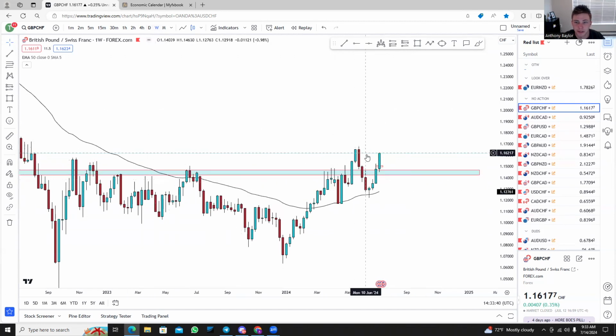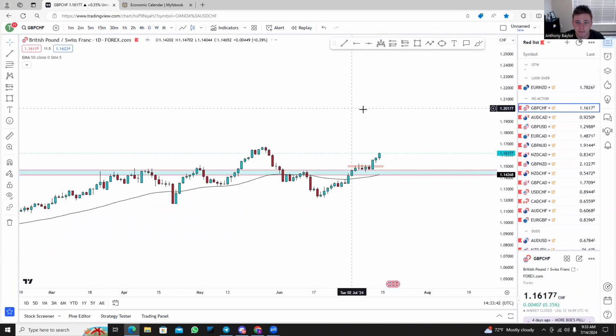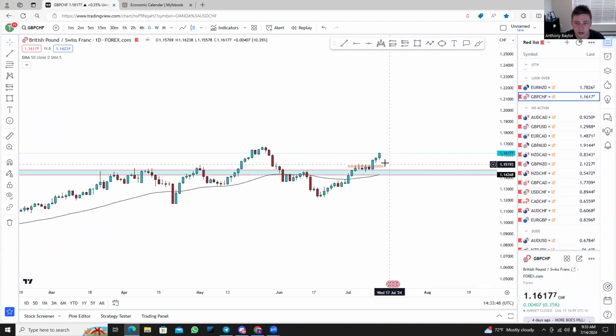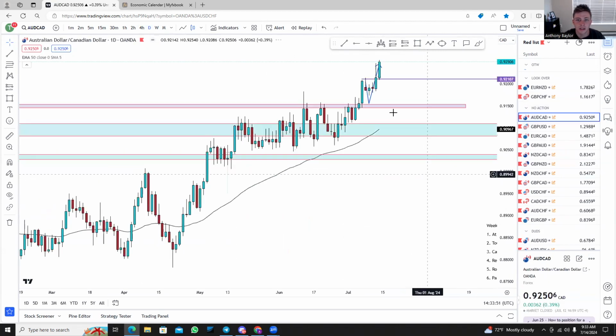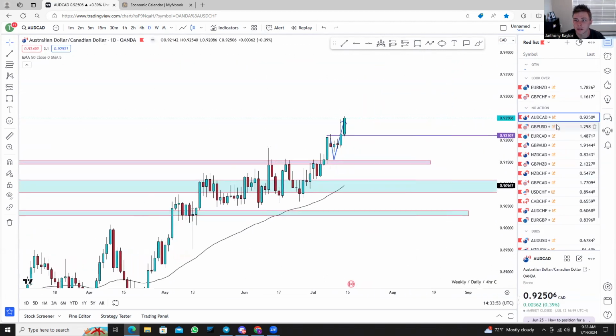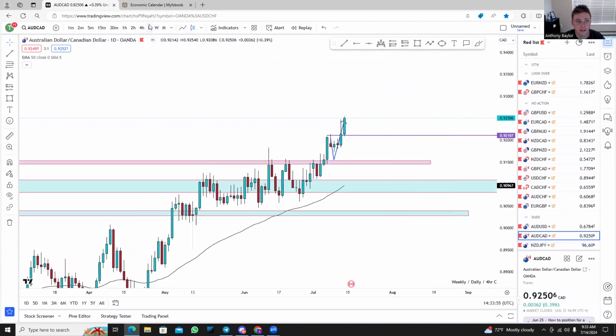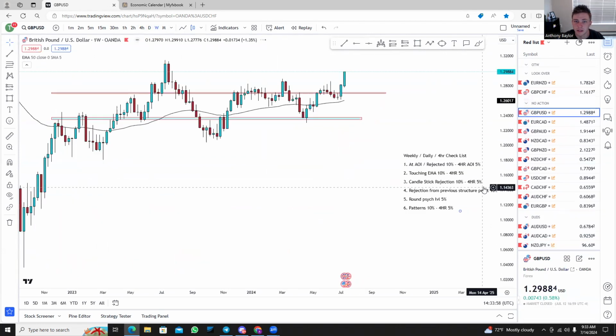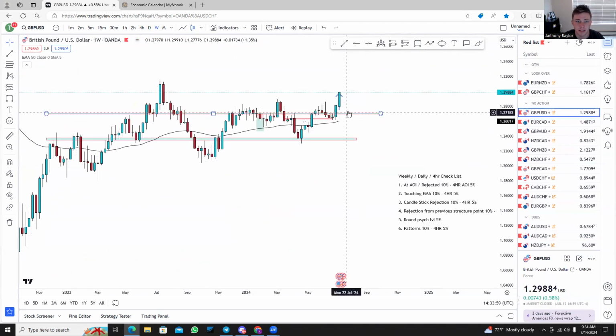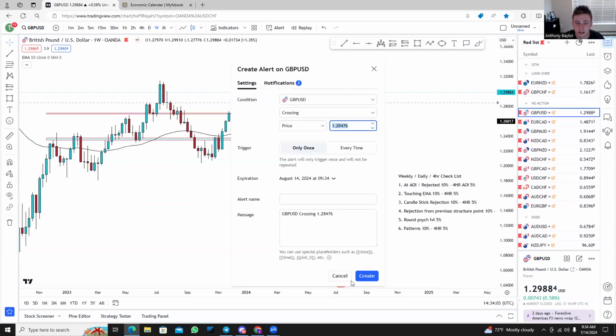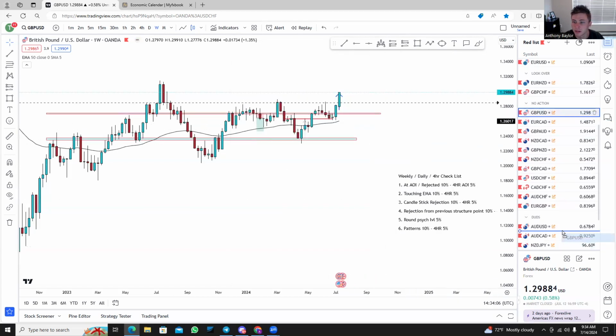Like I said, I don't even like this one. We're in no man's land. That one looks like it needs to come back to this zone before I do anything. This one, junk. Let's go here. This one needs to come back down to this zone. Maybe here, we'll do an alarm. Otherwise, that one's junk.